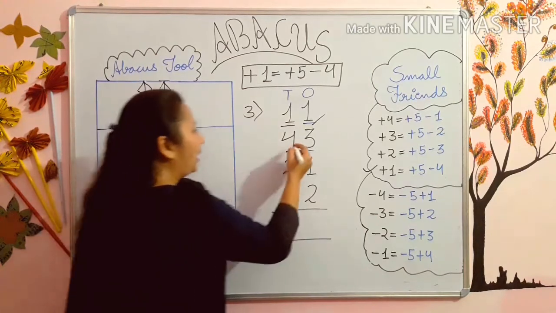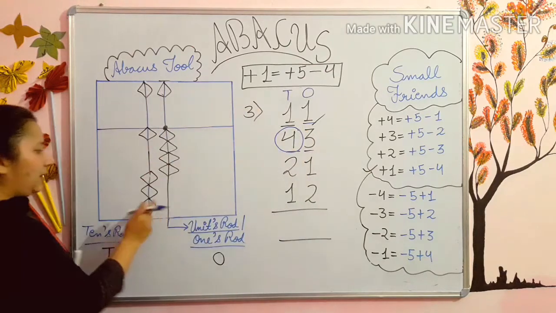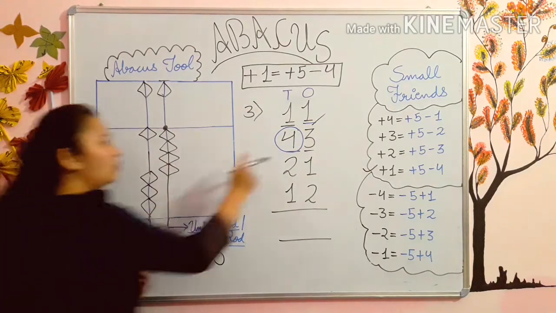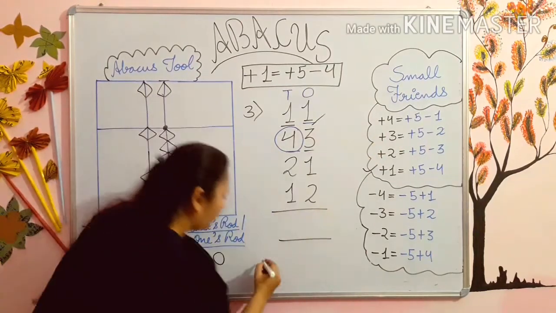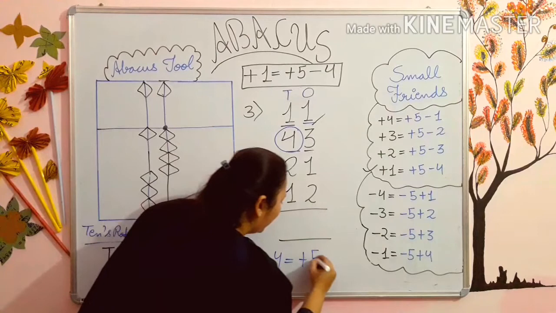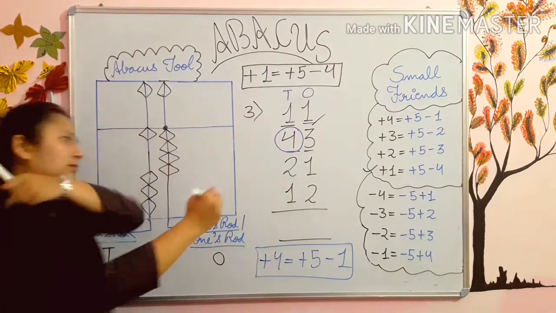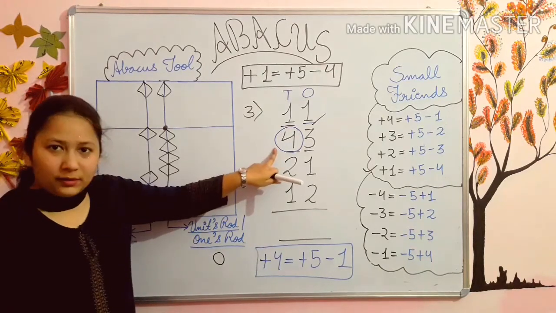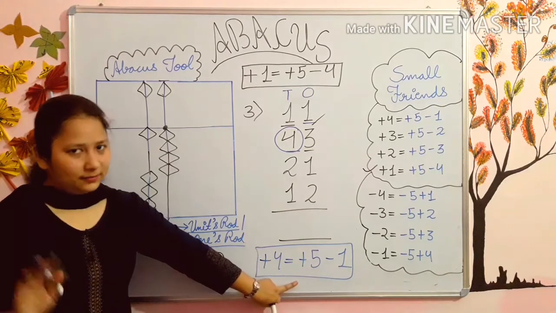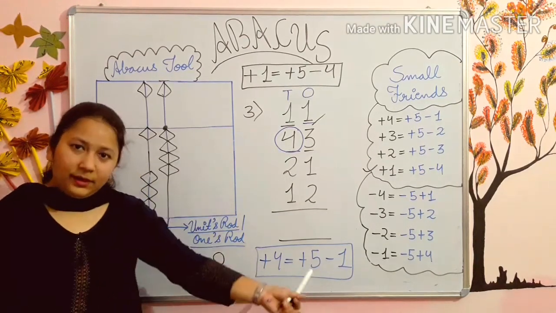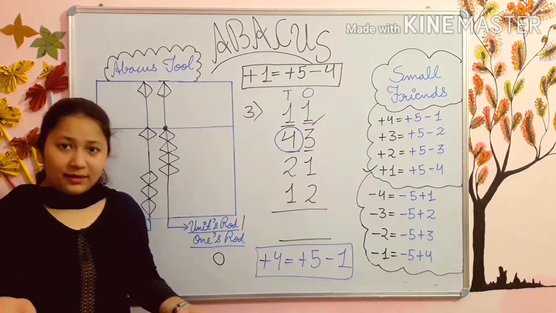Means here you have to add 4, but the bead is not there. So go for the 4 formula. What is the formula for 4? See there: +4 is equals to +5 minus 1. So for adding 4, we have to use this. This we have done earlier. It can also come again in our questions because we have done it.